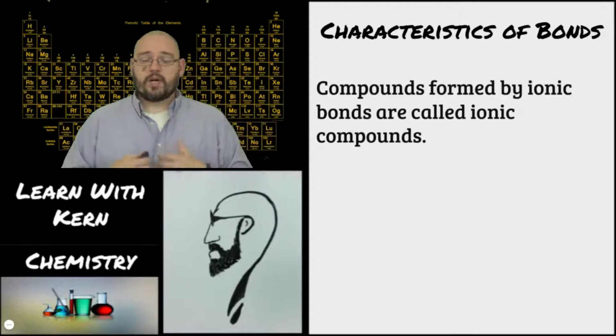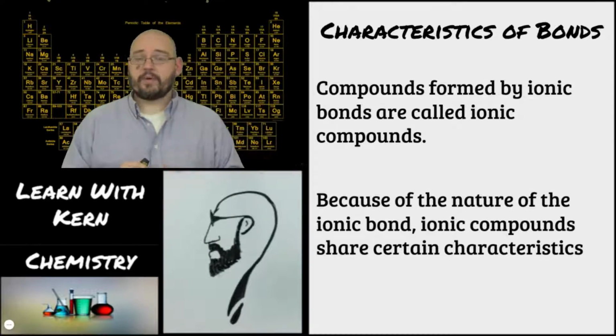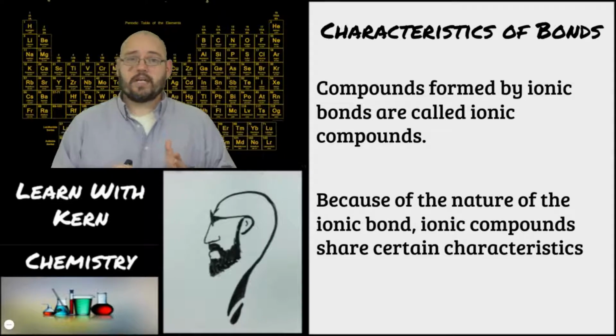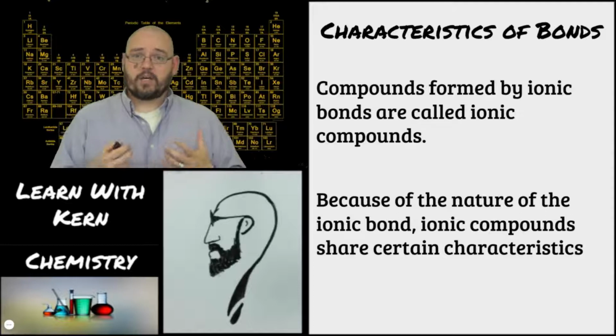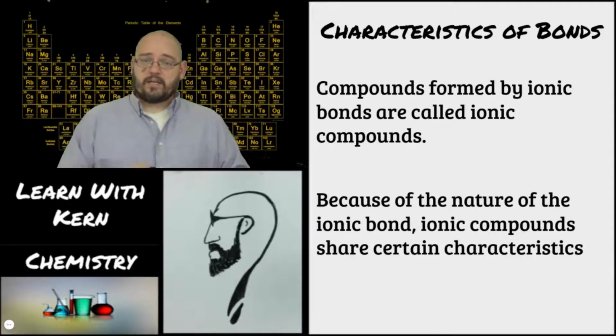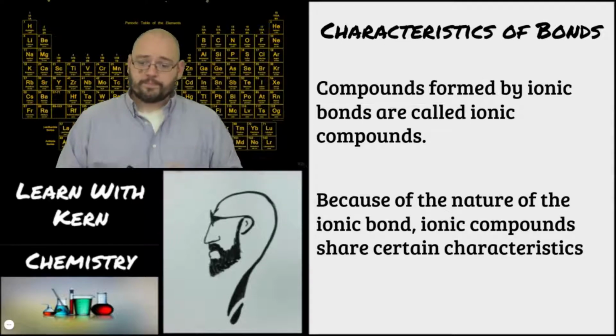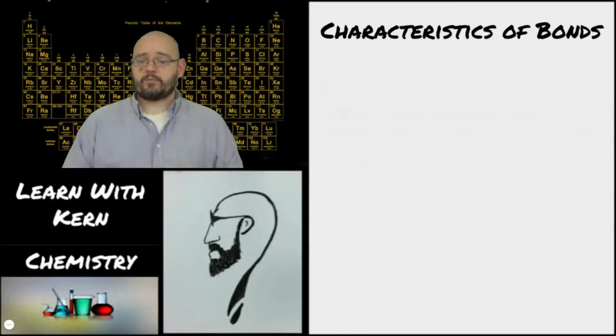Well, that leads us to compounds formed by ionic bonds are called ionic compounds. And because of the nature of this ionic bond, ionic compounds share certain characteristics. So there are certain characteristics that all ionic bonds have in common. That's what we're going to talk about with the ionic bonds. We'll do that with the covalent bonds in a few minutes. So these common characteristics are because of the way that an ionic bond works.